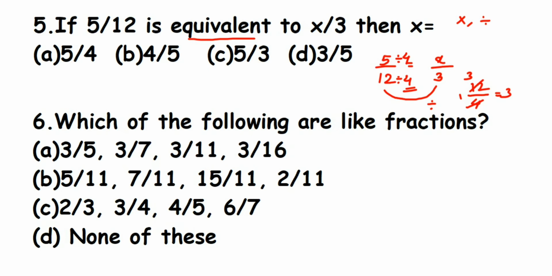So the same 4 you should divide in the numerator, because they have already given that they are equivalent, which means you're dividing 5 by 4. So the answer will be 5 by 4. So x will be equal to 5 by 4. Then the next one, sixth question.